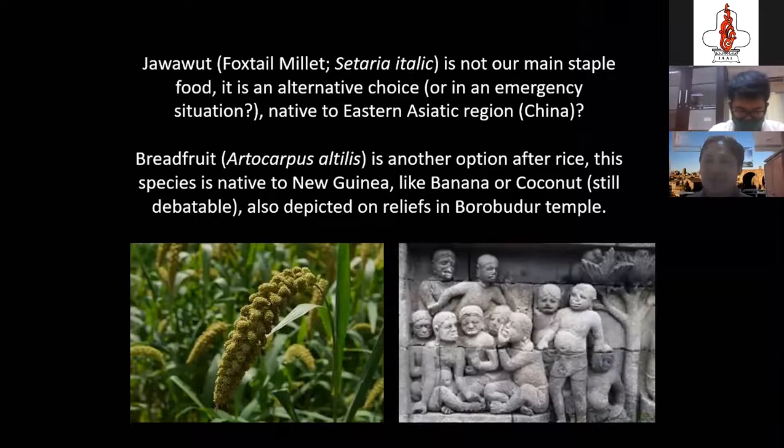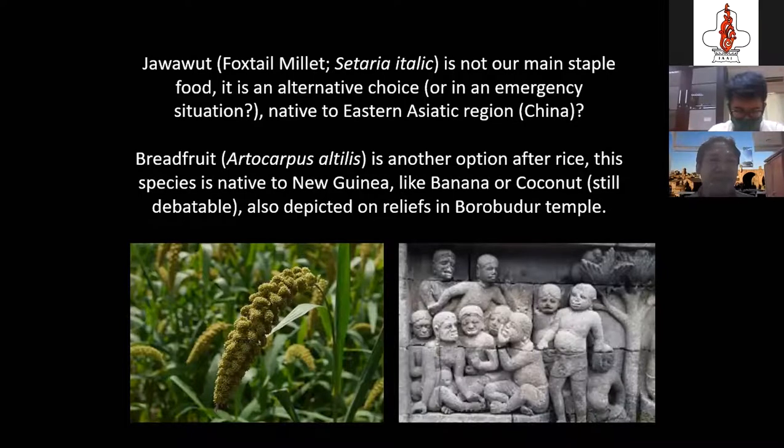Juawat is one of the oldest crops or staple foods that we eat till today. But I would say that this is not our main staple food. This is only an alternative choice for an emergency situation. This species is native to the Eastern Asiatic floristic region, or we can say from China. Juawat, or foxtail millet, is only an example because there are many kinds of millet, of course, but our ancestors consumed millet in an emergency situation, right?